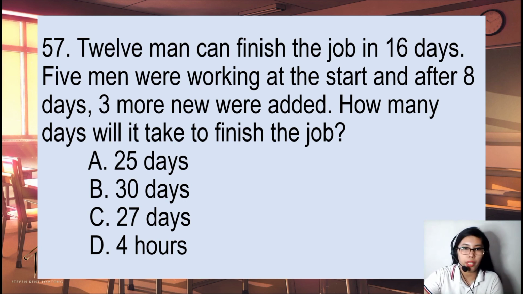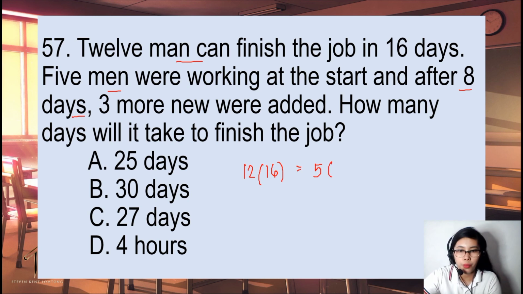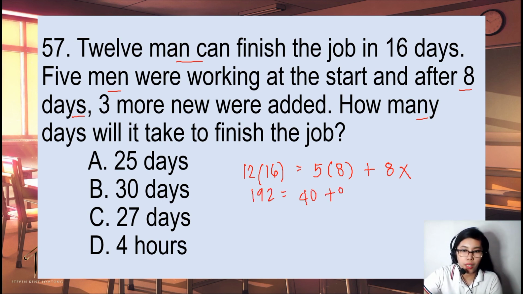We have here 12 men can finish the job in 16 days. Then equate this as 5 men were working at the start, 5 men, and after 8 days, so 8 days, 3 more men were added. So originally we have 5, and then 3 more were added. So 5 plus 3, that is 8. And the question is, how many days will it take to finish the job? So that is x. Okay, so 12 times 16, we have 192. 40 plus 8x, 152 is equal to 8x, and x is equal to 19.